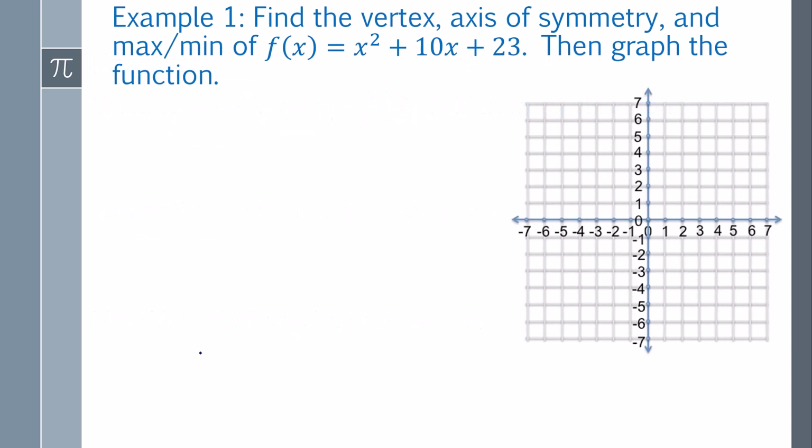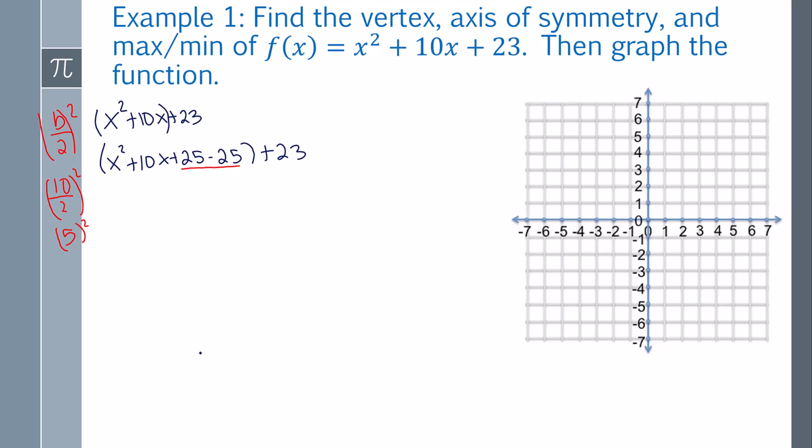So our first example says find the vertex, the axis of symmetry, the max and min, and the graph of the function. I'm going to use the whole graphing form. So here's my x squared plus 10x plus 23. I'm going to isolate the 23. Remember, b over 2 squared. So 10 divided by 2 is 5, squared. I need to add and subtract that 5 squared, which is 25.